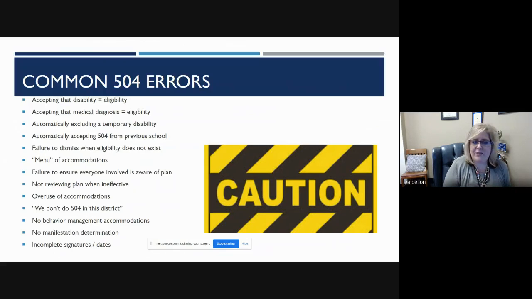I had this call the other day. A new student moved in from out of state, and they have a 504. Do we automatically accept that 504? What you do is your team is going to meet, and you're going to review what's in that 504, and based on the information that you have, the team will determine whether or not you're going to continue it. But you can certainly amend it and change the accommodations if you need to.